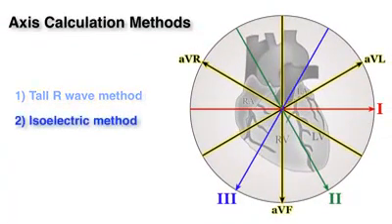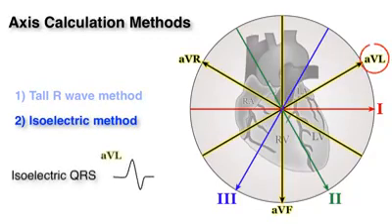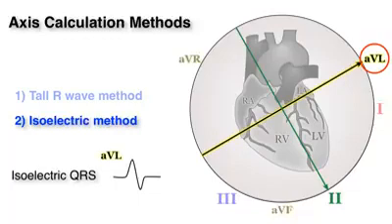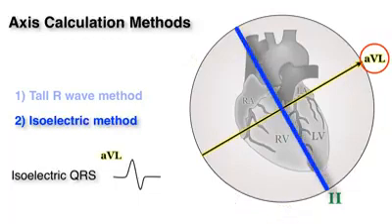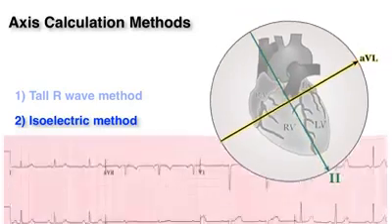Second, the isoelectric method. Identify a lead in which the QRS is precisely isoelectric. The mean QRS axis will be pointed perpendicularly to that lead. Sounds complicated, but let's go back on this EKG.